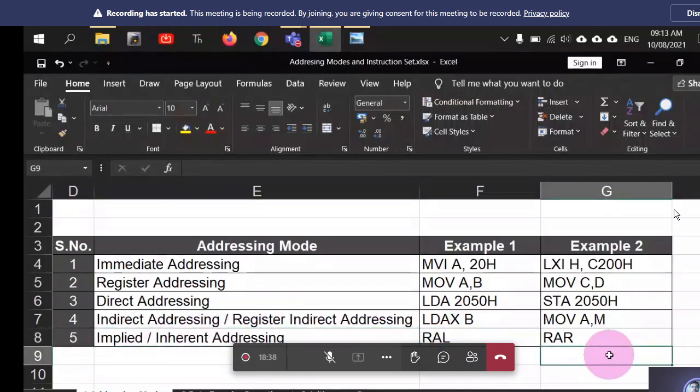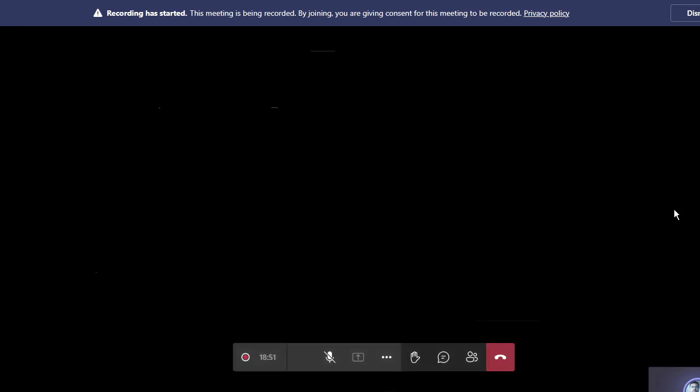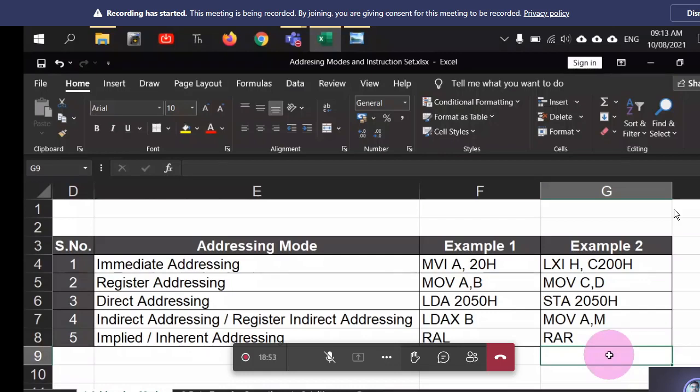So is this simple enough? How to judge the addressing mode of any instruction? Yes or no? Yes, sir. Okay.